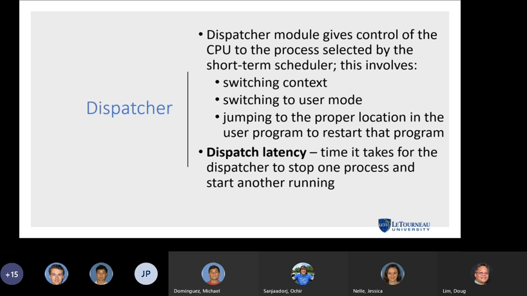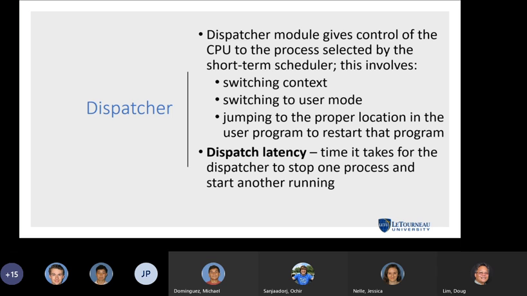So a key component is the dispatcher. The dispatcher module gives control of the CPU to the process selected by the short-term scheduler. This involves switching context. So here we have our context switch, which, if you remember, is where the critical data gets swapped in for the new process. But before that, the old process's data is stored away so that when it gets access to the CPU again, its current state is saved. And then we also have the situation of switching to user mode.